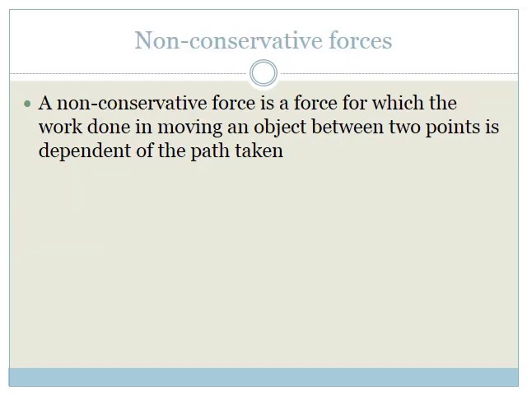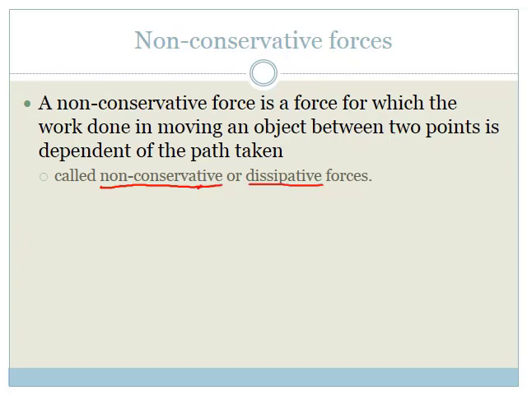So obviously, if there are conservative forces, there must be non-conservative forces. So by definition, a non-conservative force is a force for which the work done in moving an object between 2 points is dependent on the path. So a conservative force is non-dependent, but a non-conservative force is dependent on the path taken. These forces are either called non-conservative forces or dissipative forces, and you need to know both names because either of them can come up.